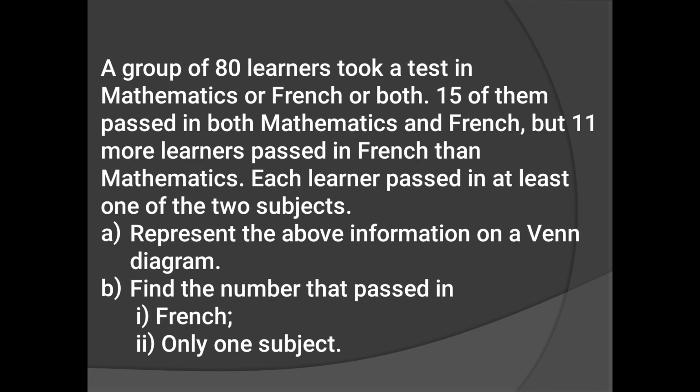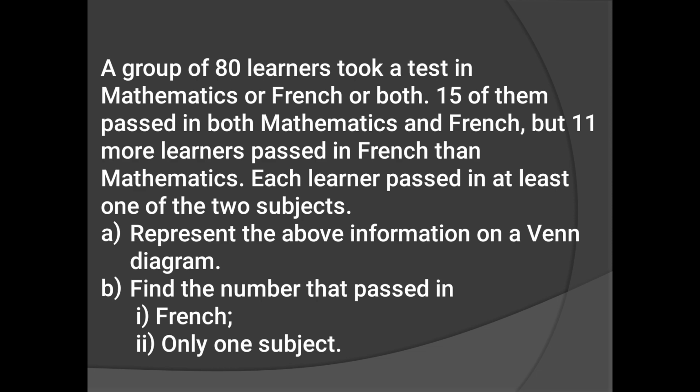But 11 more learners passed in French than mathematics. What does it mean? We are going to look at that in a minute. Each learner passed in at least one of the two subjects. Whenever you see these things, each student passed in at least one of the two subjects, each person plays at least one of the two games, it means there is no complement. The complement is 0. So no need to write any complement, that is outside the two circles, but within the rectangle, that is 0 because there is no complement.